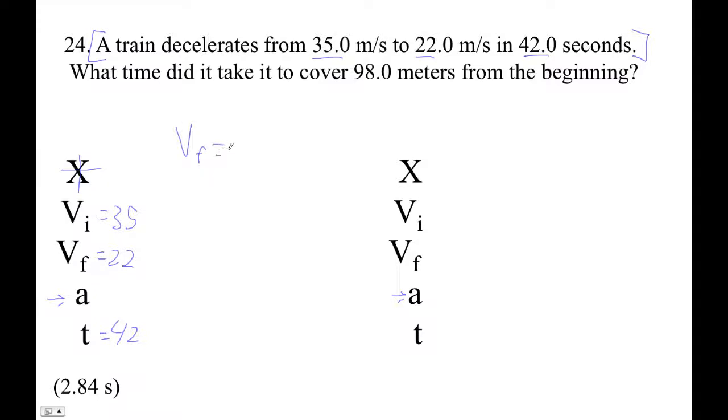So that's Vf equals Vi plus At. The final is 22, that equals 35 plus acceleration times 42. Let's subtract 35 from both sides. So 22 minus 35 is negative 13, so negative 13 equals 42a. And now let's divide both sides by 42.